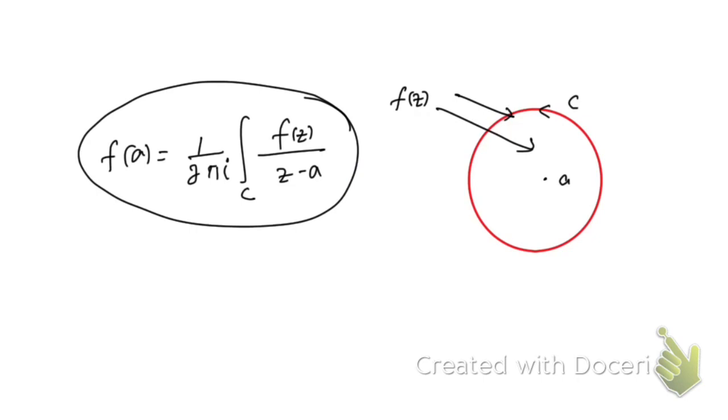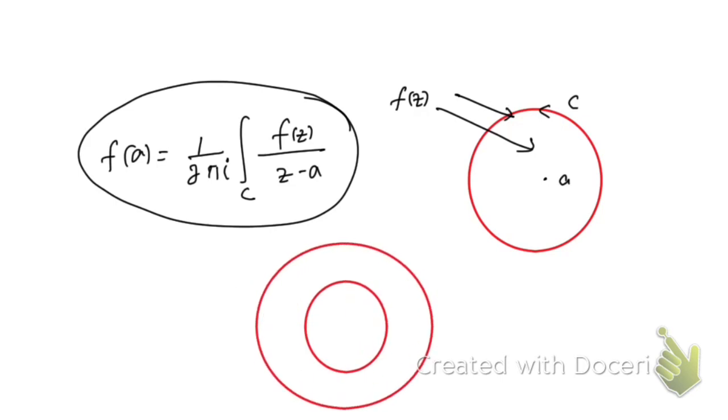Now you see, as in this theorem, in Laurent's theorem, we have taken two concentric circles, C1 and C2, right? The direction of C1 is this, and the direction of C2 is this, and only in this region is the function f of z analytic, right?